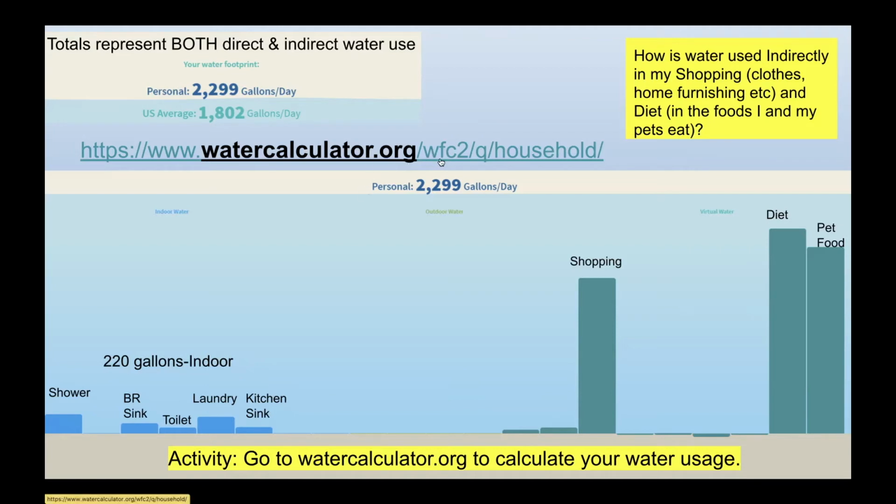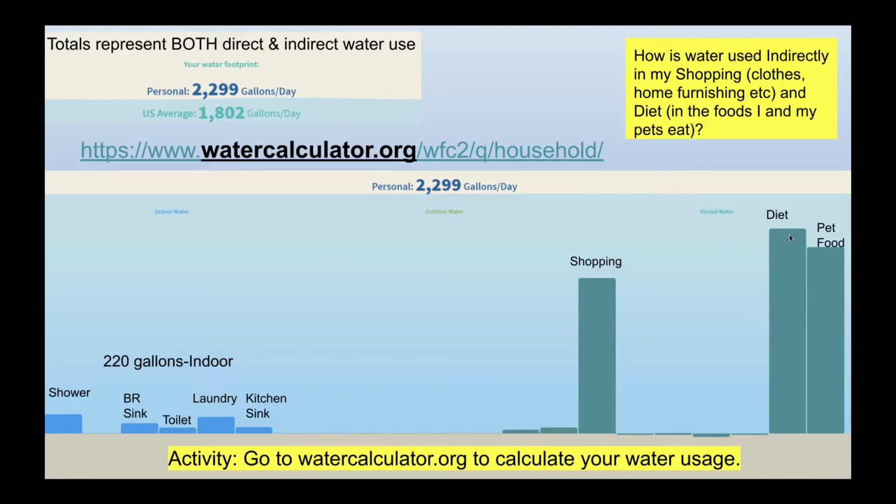I went ahead and put in my input, and it said that I used about 2,299 gallons a day. Take into consideration that this number is both my direct and my indirect water usage. For my direct water usage, I take long showers, so I use a lot of water, I know, with the showers, the laundry, the sink, and all that kind of stuff. So 220 gallons for my direct water usage.